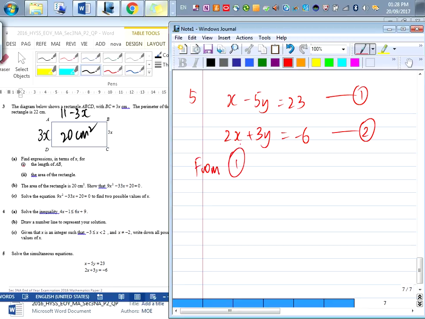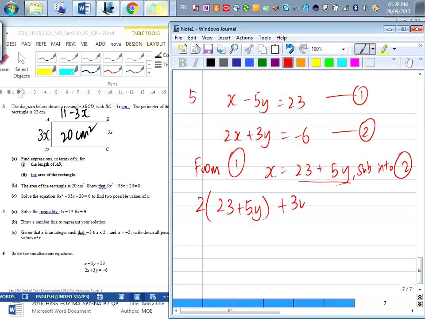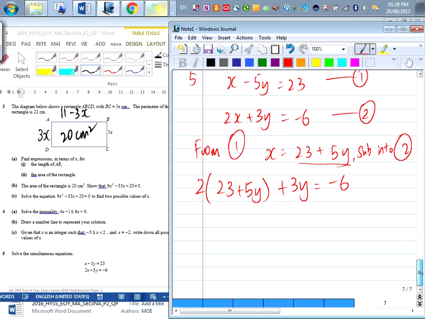From equation number 1, I can choose to make x or y the subject. Which one is easier? Make x the subject. So x equals 23 plus 5y. Right? What do I do next? Sub into 2. Okay, sub into 2. So 2 times x. Now instead of writing x, I will write this: 2(23 plus 5y) plus 3y equals -6. Now I have one equation with one unknown. Definitely can solve. Yes, expand.